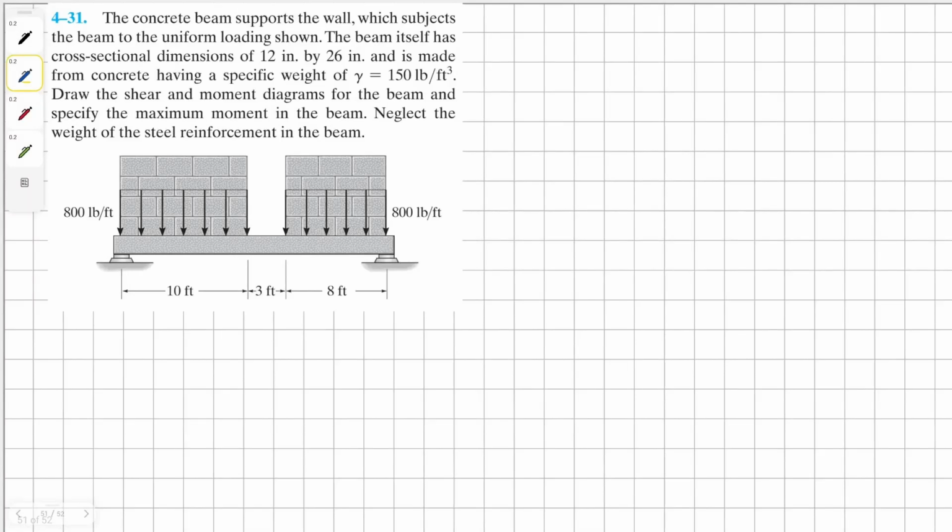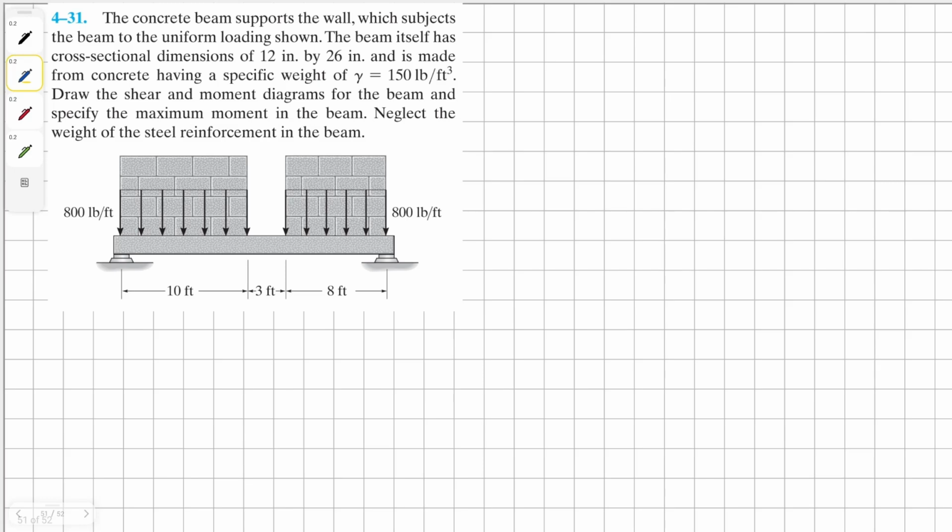Concrete beam supports the wall, which subjects the beam to the uniform loading shown. The beam itself has cross-sectional dimensions of 12 inches by 26 inches and is made from concrete having a specific weight of 150 pounds per cubic foot. Draw the shear and moment diagrams for the beam and specify the maximum moment in the beam. Neglect the weight of the steel reinforcement in the beam.